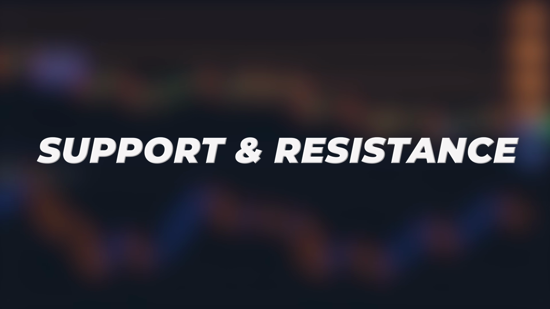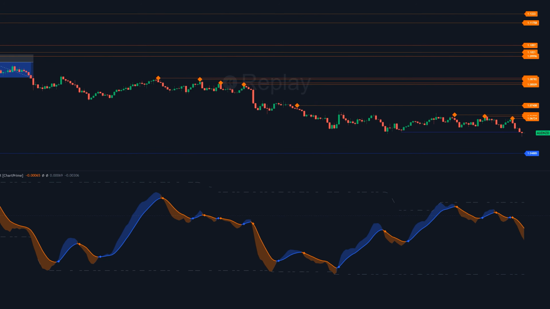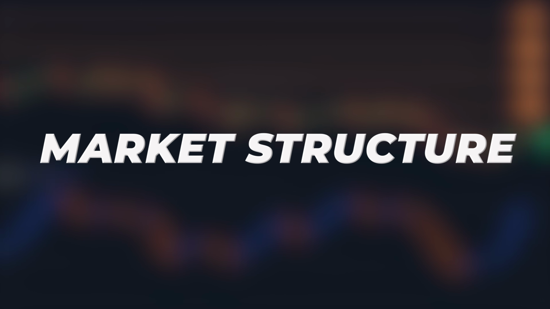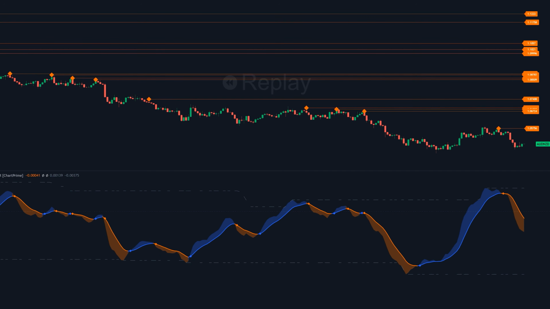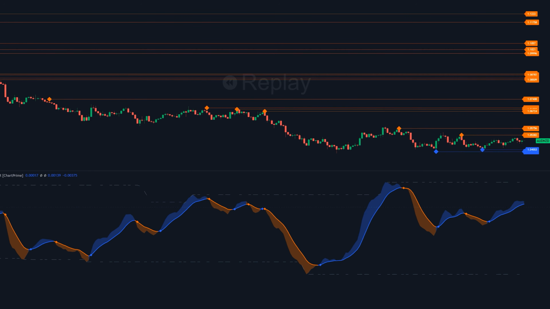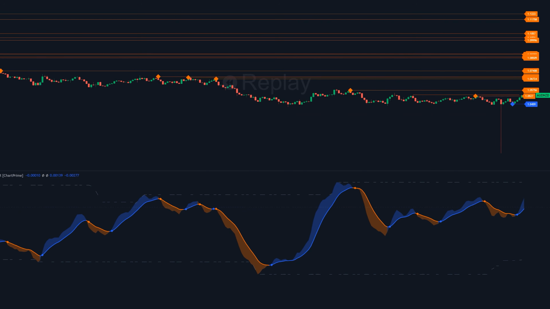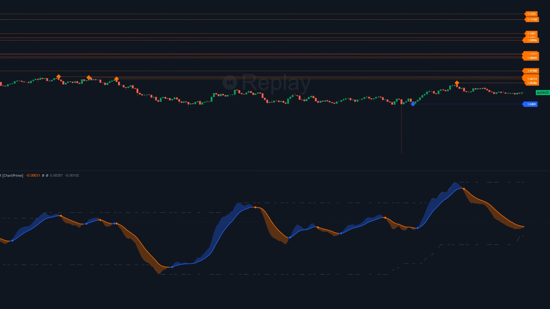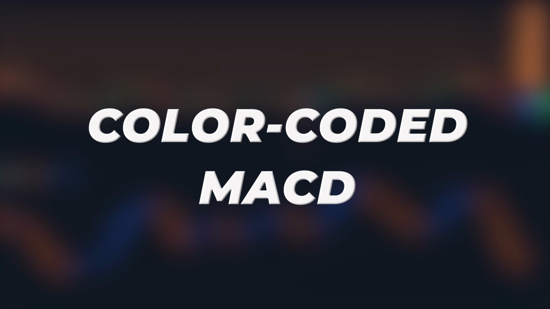In summary, the MACD support and resistance by ChartPrime is a pretty clever tool that blends momentum analysis from the MACD with market structure by automatically identifying and plotting key support and resistance zones. It helps you see where recent turning points have occurred right after a momentum shift, and it keeps your chart tidy by removing levels that are no longer in play. The visual cues like the diamond markers and the color-coded MACD make it easy to follow along.